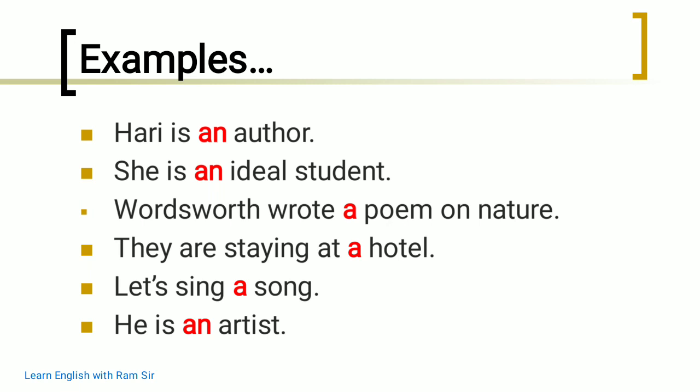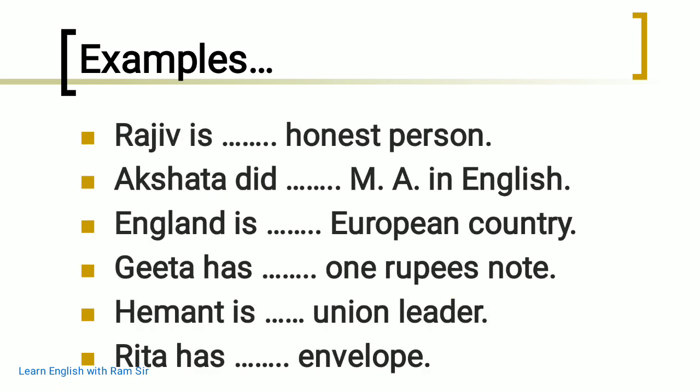So after this, you have to solve these examples. Just pause the video and let's guess the answers. Raju is dot dot honest person. Akshata did dot dot MA in English. England is dot dot European country. Next example is Geeta has dot dot 1 rupees note. Next example is Hemant is dot dot union leader. And last example is Rita has dot dot envelope.